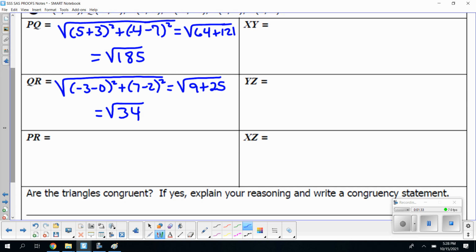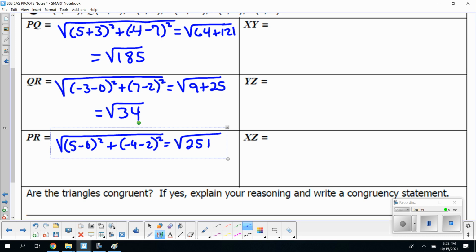For PR, we have the square root of 5 minus 0 squared plus negative 4 minus 2 squared. And when we simplify, that gets us 25 plus 36, which simplifies to the square root of 61.